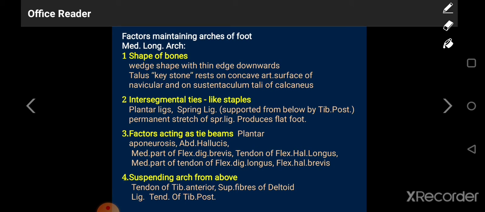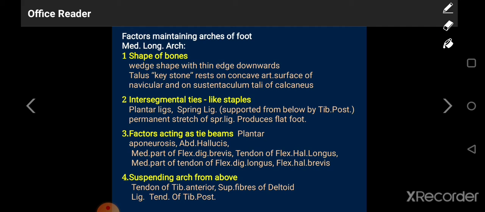Then the intersegmental ties like staples, these are provided by the plantar ligaments, the spring ligament, and the permanent stretch of the spring ligament is producing the flat foot. So if there is injury to the spring ligament, it is causing the flat foot.